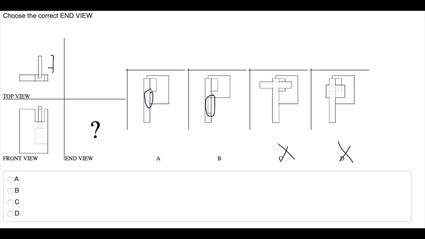So now we look at the front view and we see that there is a small rectangular box and there's a little bit of distance between that solid line and the dotted rectangular box. You can see that small distance in B right there, and in A there isn't one, so the answer has to be B.